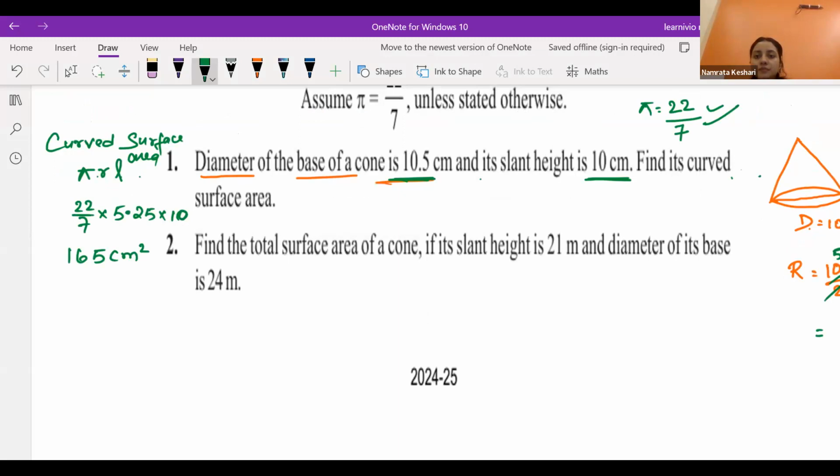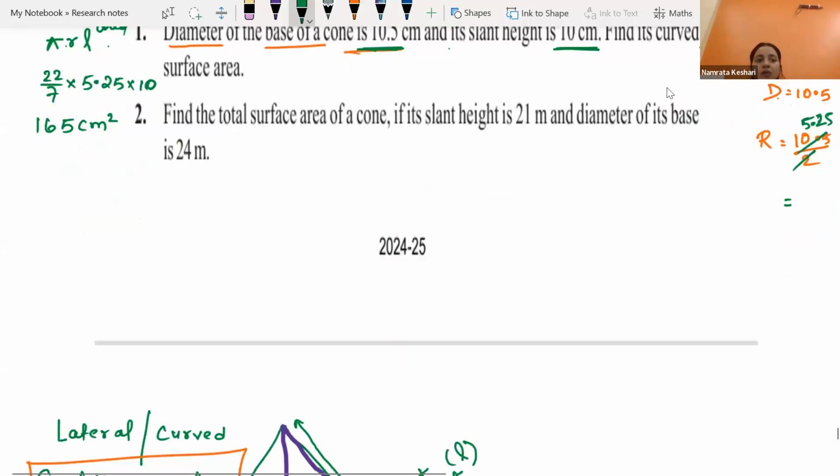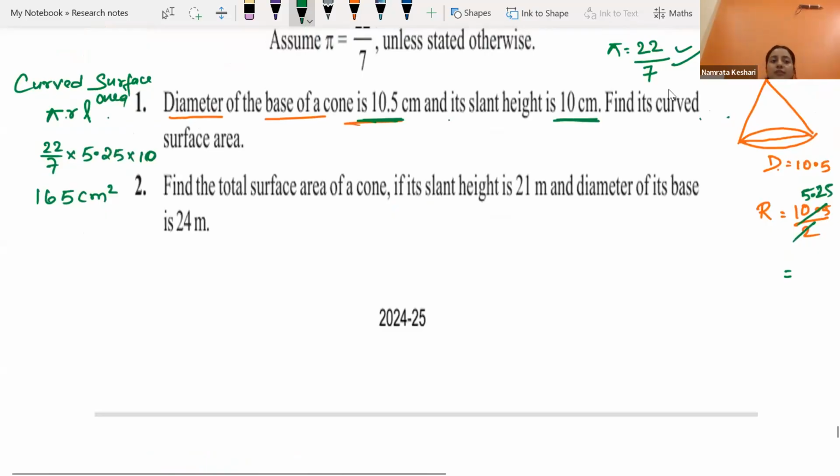Yes, ma'am. Okay. Quickly, how we'll be doing the simplification? 5.25 you can write as 525 by 100 if you are not comfortable with the decimal. Into 10. How have we written 5.25 as 525 by 100? See, the decimal you can remove like that. You can write 1 in the denominator, and since there are two numbers after the decimal, two zeros.